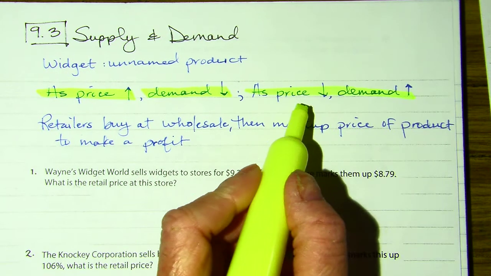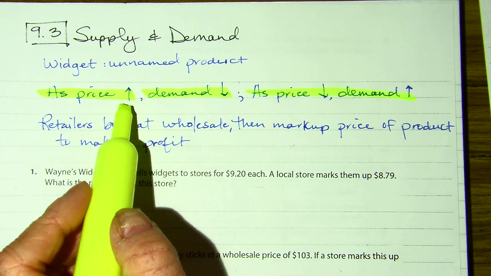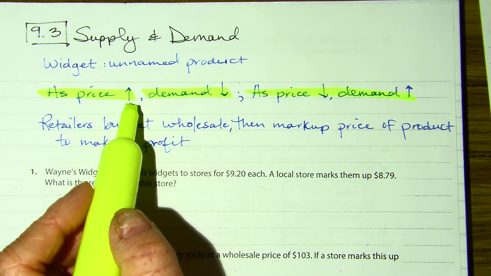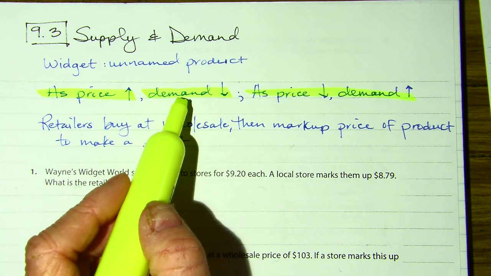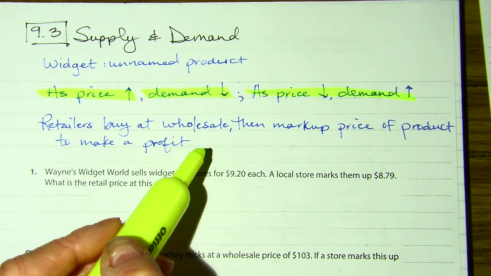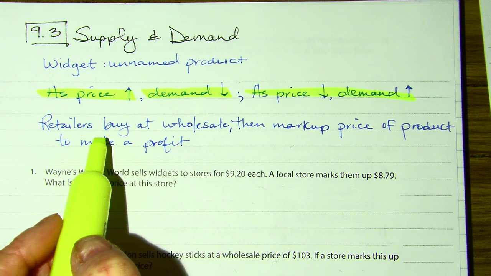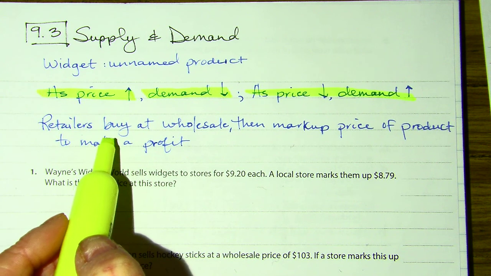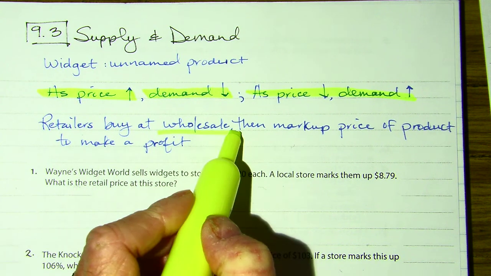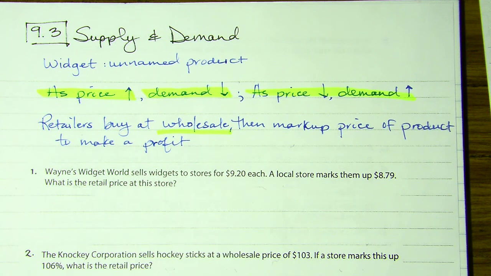So when something's really inexpensive, right, a ton of people are going to want to buy it. When something is super, super expensive, then not as many people are going to be able to buy it. So the price and demand go hand in hand. And you probably already know this, grocery stores, retailers, they buy a product at wholesale, then they mark the price up in order to make a profit. So we're going to do some examples.